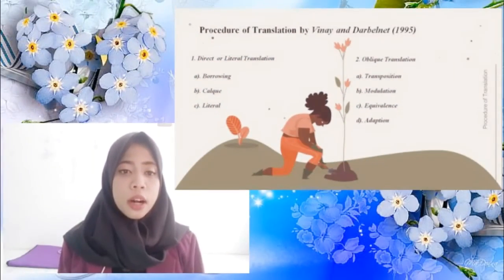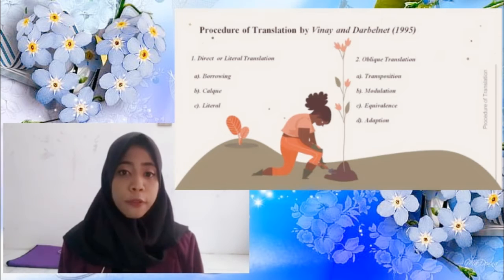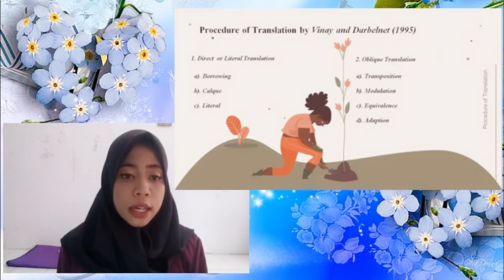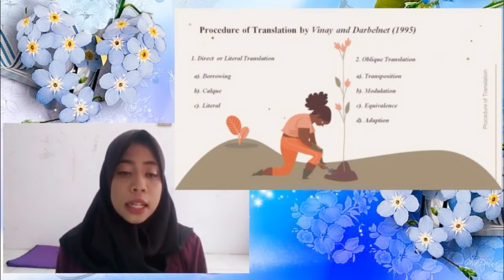For the procedures, from Vinay and Darbelnet 1995, they mention 7 procedures in translation. They divided translation methods into 2 strategies. The first is direct or literal translation, and the second is oblique translation. Direct or literal translation is the strategy used when the structural and conceptual elements of the source language can be transposed into the target language. It covers three procedures: borrowing, calque, and literal translation.